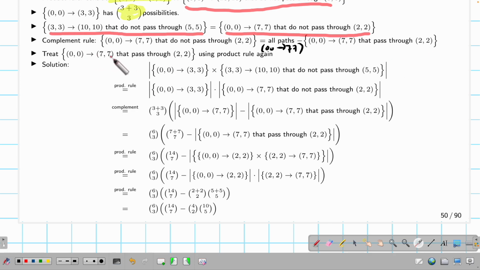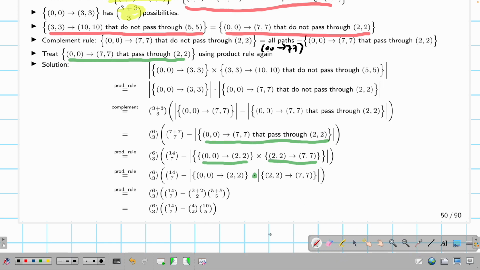Then, what's this? 0, 0 to 7, 7 passing through 2, 2 is the same as 0, 0 to 2, 2 and then 2, 2 to 7, 7, by the product rule, okay? So the green part, 0, 0 to 7, 7 passing through 2, 2, is the same as 0, 0 to 2, 2 and then 2, 2 to 7, 7. This is what I mean by the product rule, or Cartesian product.